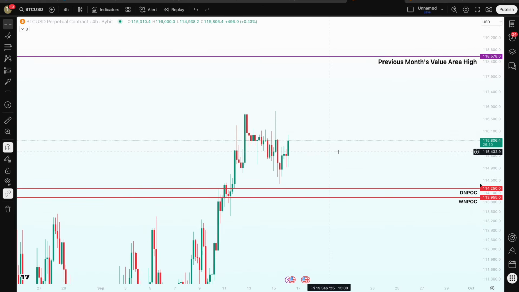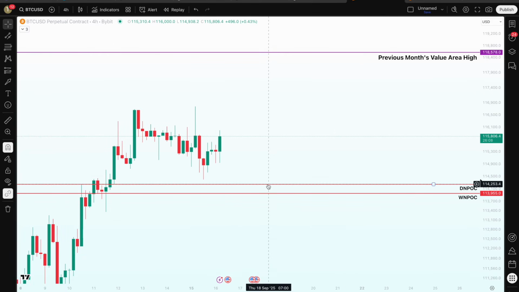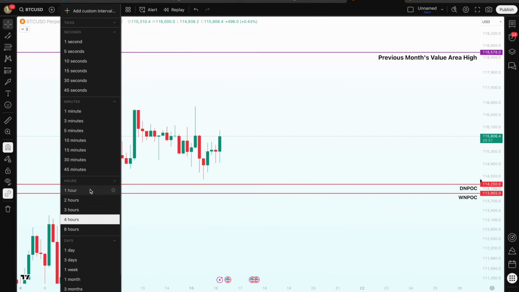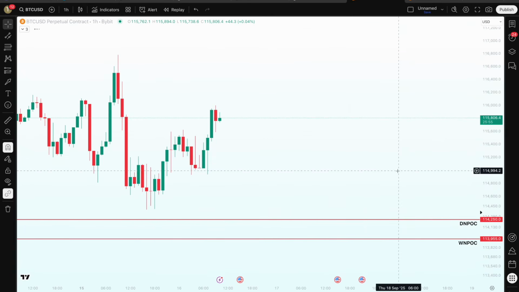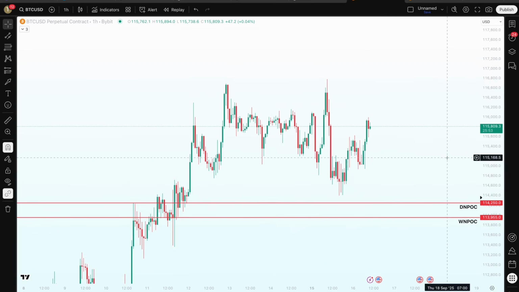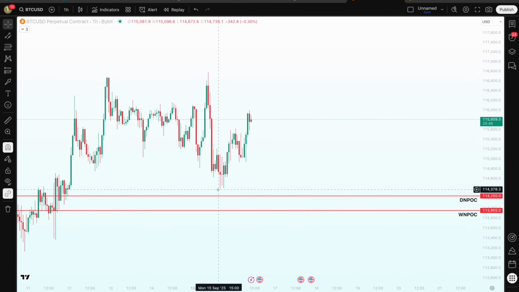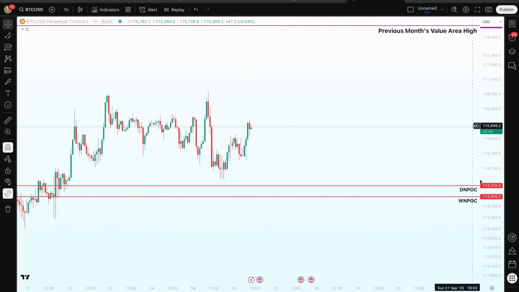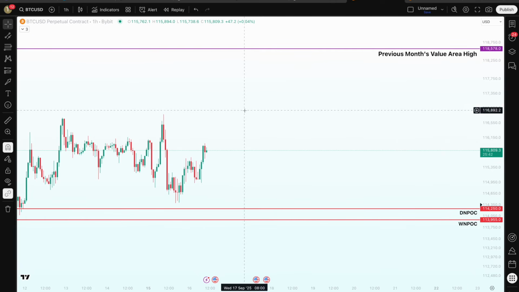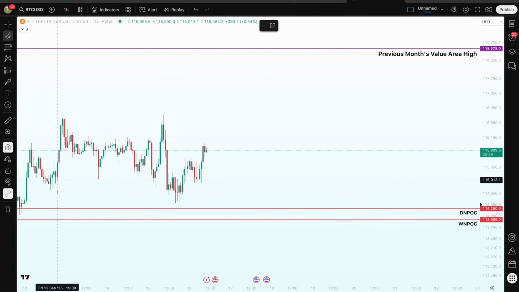So we currently have a daily untapped point of control and a weekly untapped point of control below the price. And this is coming just below the Monday low. Now, what I am interested in at this point is for price to sweep these lows into the daily MPOC and the weekly MPOC and then reclaim this zone right here. So how I am planning on trading these levels up to the previous month's value area high with an 80% chance of winning is like this.